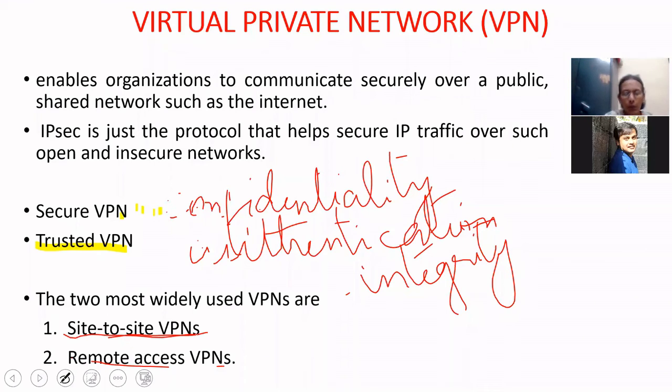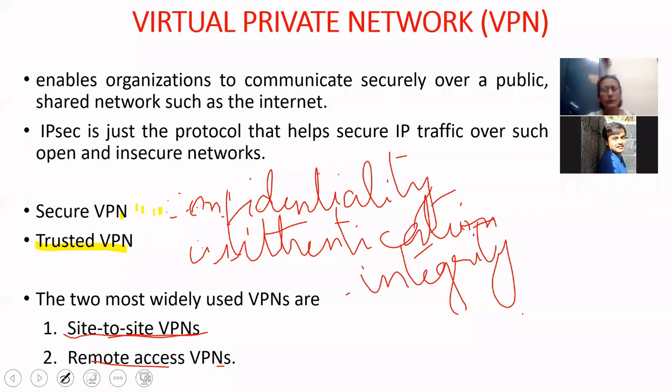Now, what do we mean by remote access VPNs? Remote access VPNs connect teleworkers, that is, mobile worker users or users from home, to their offices. So individuals connecting to their offices is what is called the remote access VPN. So we have two most widely used VPNs: site-to-site VPN and remote access VPN.